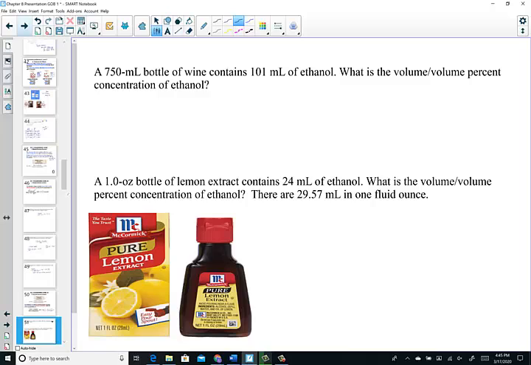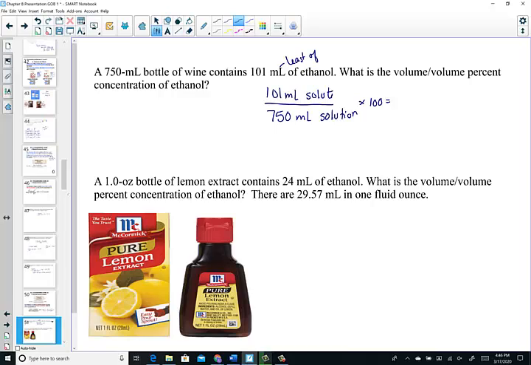So we have a 750 ml bottle of wine, and it contains 101 mL of ethanol. Remember that the mL of ethanol represents the solute. It's what you have the least of. The entire solution, we'll assume, fills the entire wine bottle, 750 mL. And we'll express that as a percentage and report volume over volume.